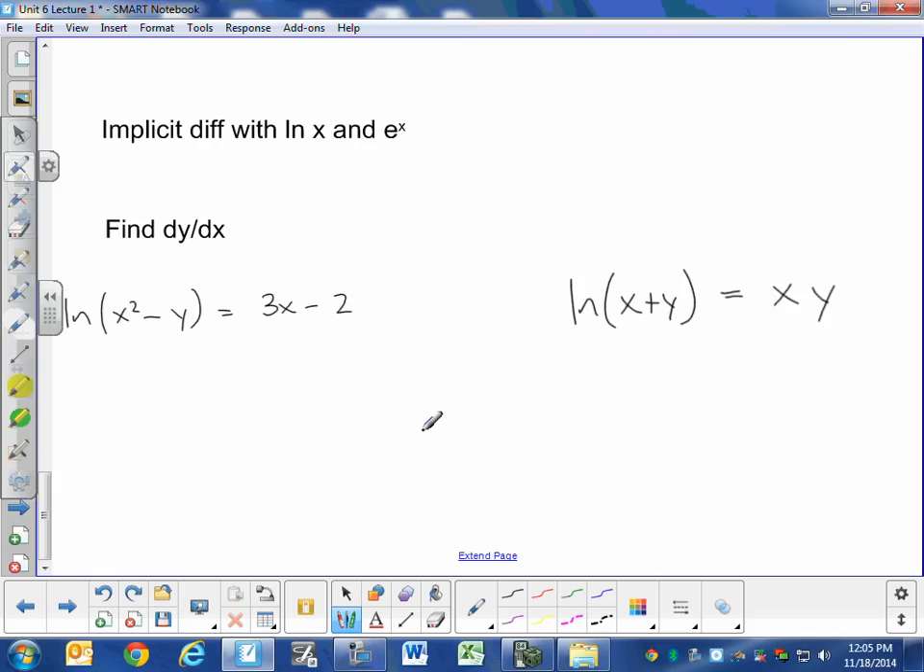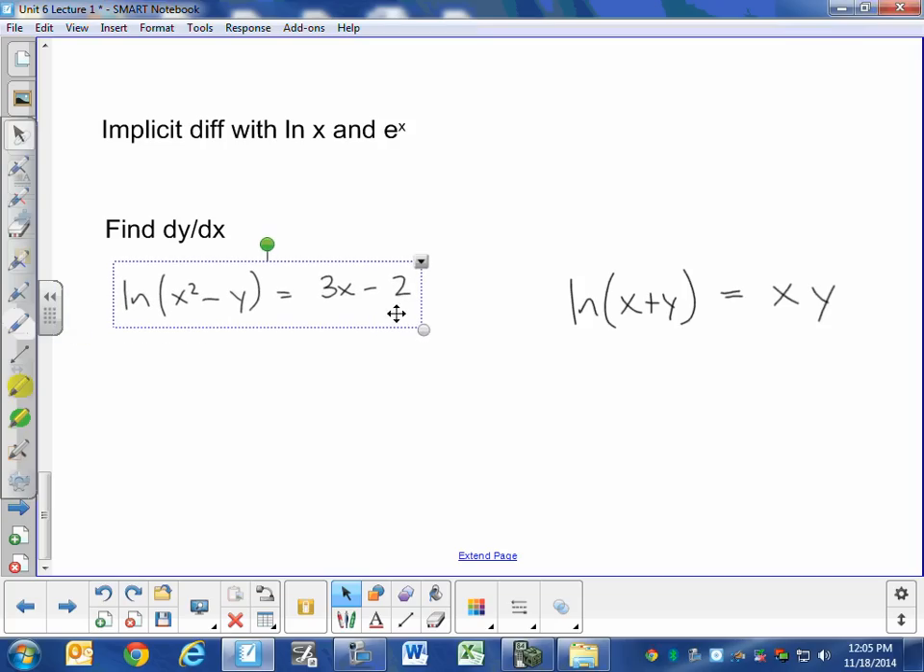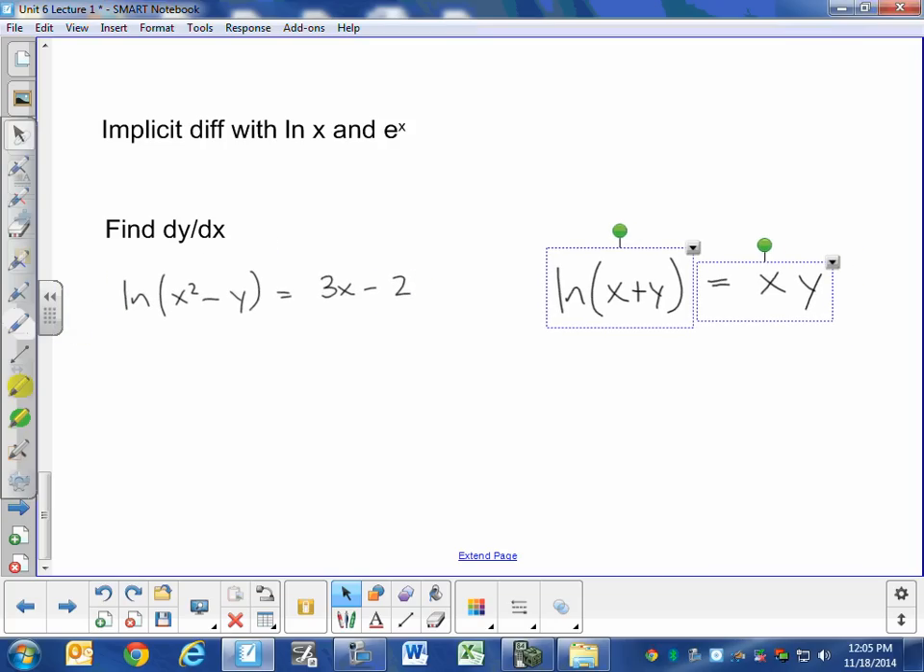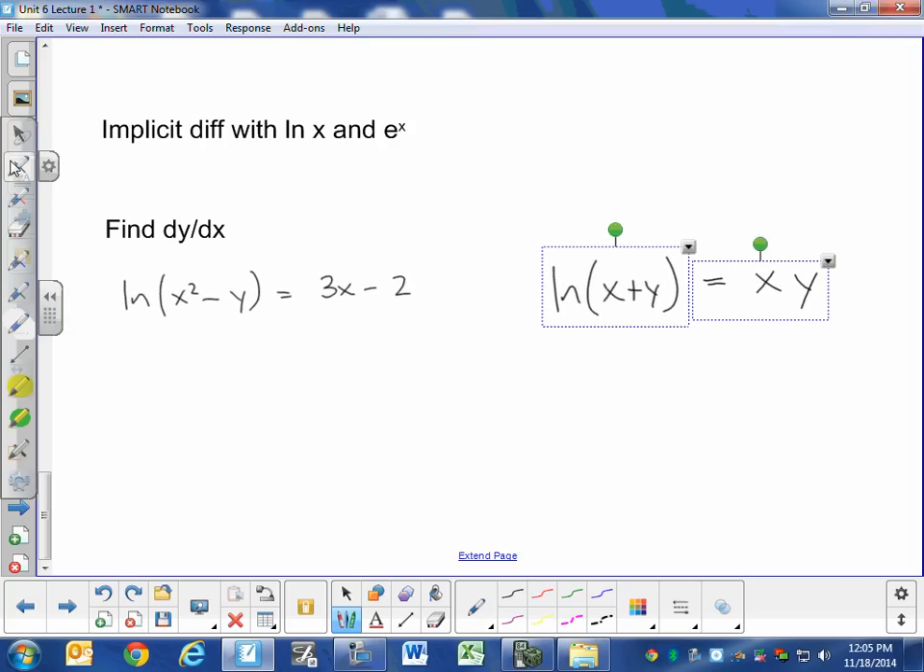Now, we might have certain questions on your homework where you're asked to implicitly differentiate things with logs or with e's. So let's start with one with log. We can't forget about implicit differentiation. I would take the derivative with respect to x of both sides.